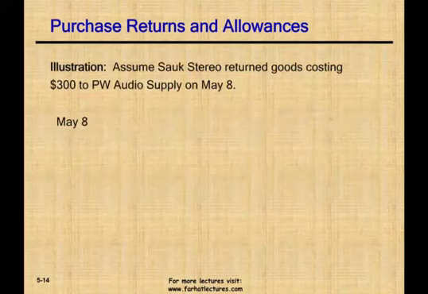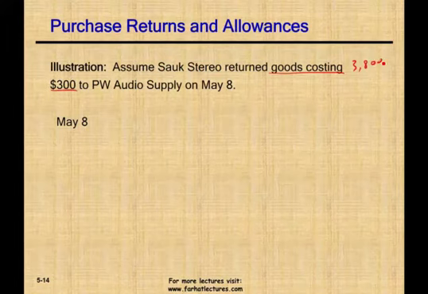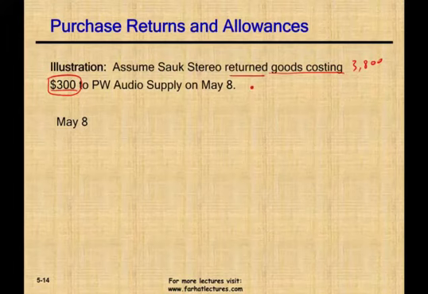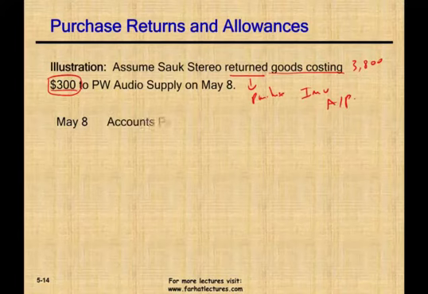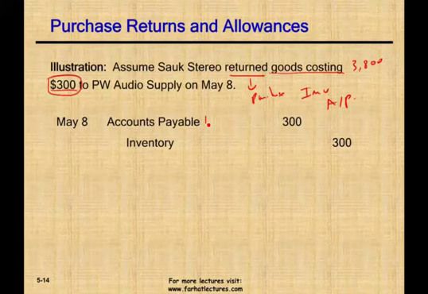So let's take a look at the illustration. Let's assume we return goods costing $300 to PW Audio. Remember, we bought from PW Audio $3,800 worth of goods. Now we return $300, okay? So now the return, think about the return. The return is the opposite of a purchase. Okay, what did we do when we purchase? When we purchase, we debit inventory, we credit AP. Now to do the return, we're going to do the opposite. We're going to reverse it. We're going to debit AP, reduce accounts payable, and reduce our inventory. So this is how we record a purchase return.